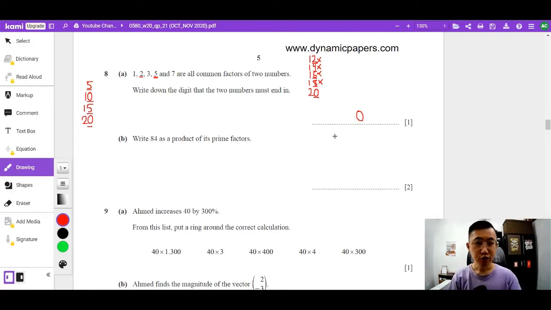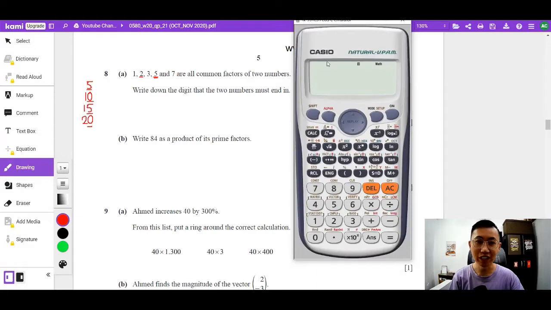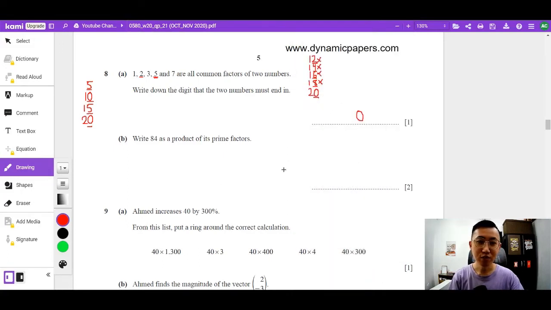Okay. Question 8b, write 84 as a product of its prime factors. This one, if you're using this model of calculator, 991ES, you can actually have this function FACT over here. So what you have to do, you press 84 equal, followed by shift and this button here to get the FACT function, right? So you will get the answer straight away, 2 squared times 3 times 7.